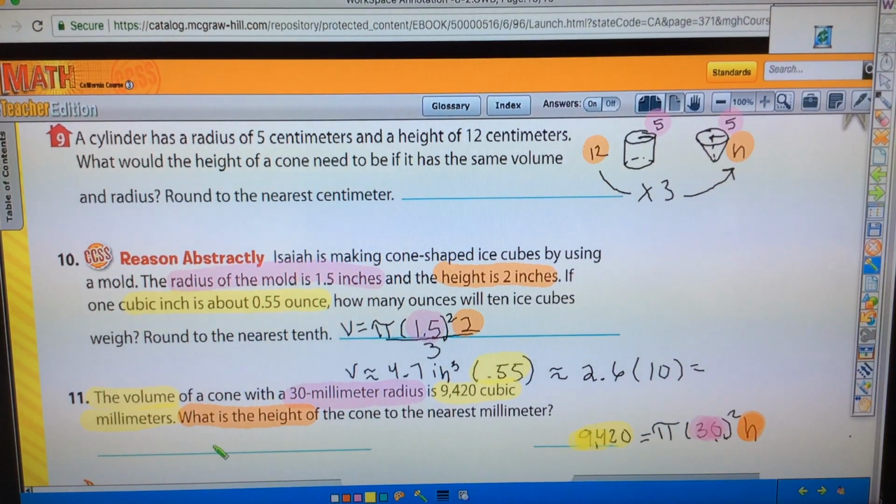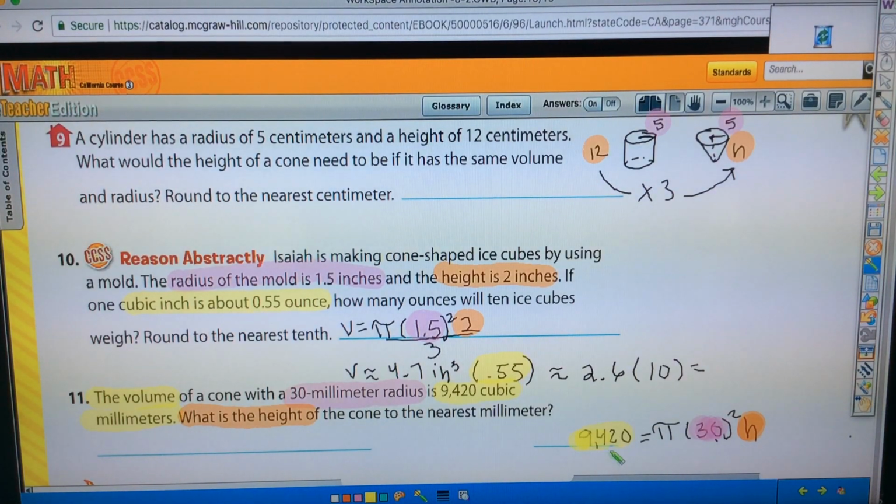Okay, 11 is definitely probably the trickiest one here. It says the volume of a cone with a 30 millimeter radius is 942 cubic millimeters. So here's what's different. They're not asking you to find the volume. They're telling you what the volume is. They're also telling you what the radius is. Well, what's the question? What is the height of the cone? So you're going to have to rely on your algebra skills here.